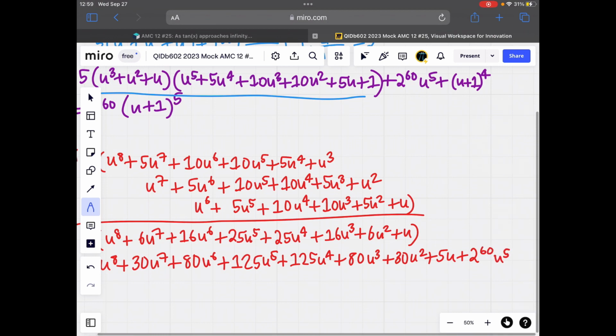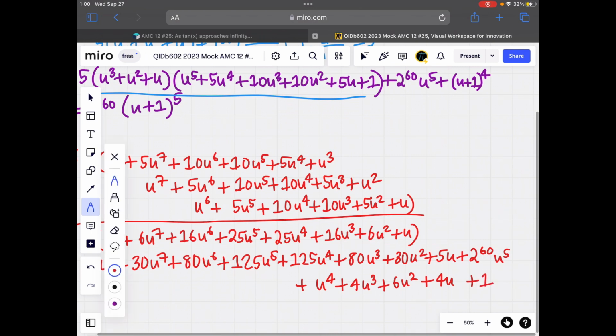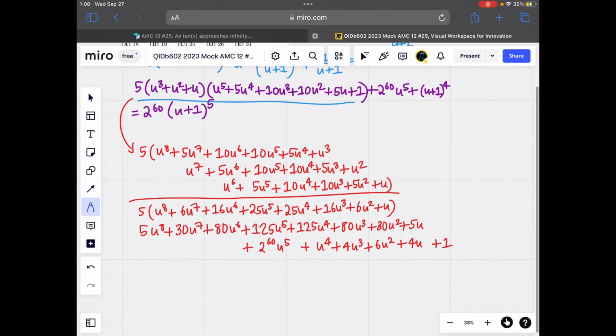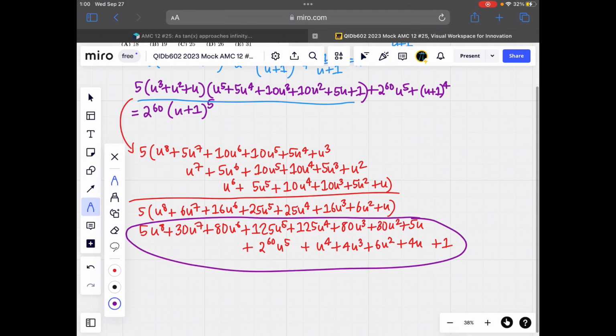And then we want to add (u + 1)^4, which is equal to u^4 + 4u^3 + 6u^2 + 4u + 1. Let me put this 2^60 u^5 where it belongs down here. And there we have it. That is equal to 2^60 times (u + 1)^5. So all this is equal to 2^60 times (u + 1)^5.